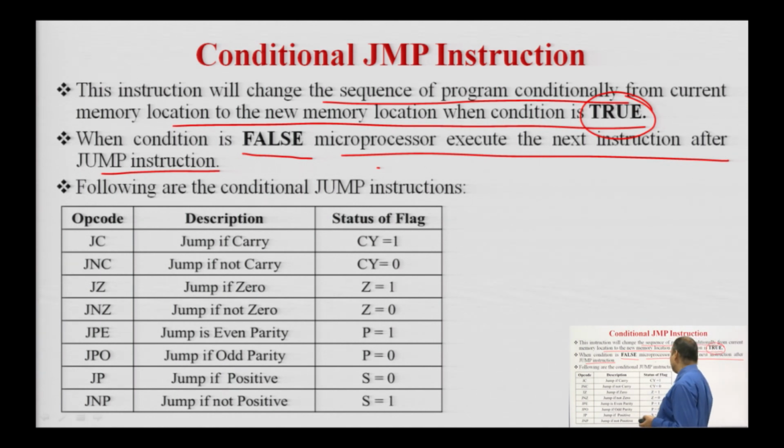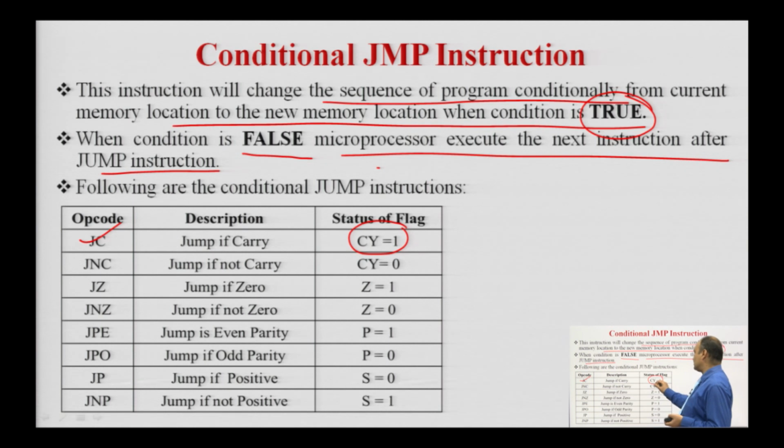Following are the conditional jump instructions. The conditional jump instructions are totally based on the status of the flags present in the 8085 microprocessor. We have the carry flag, zero flag, sign flag, and the parity flag. According to these flags, we have the conditional jump instructions. The first instruction is JC, that is jump if carry. If the carry flag is set, CY equals 1, the processor will transfer the control from the current memory location to the new memory location specified with the instruction.